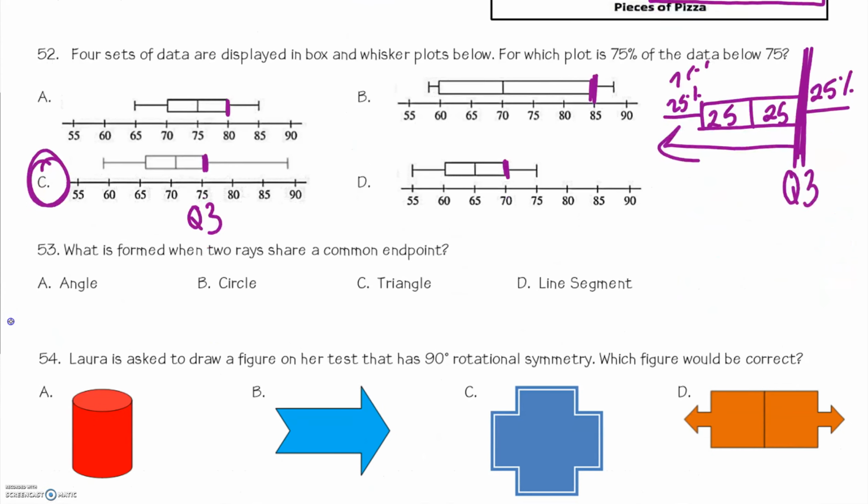Okay. So 53, what is formed where 2 rays share a common endpoint? A common endpoint, 2 rays, that is an angle.